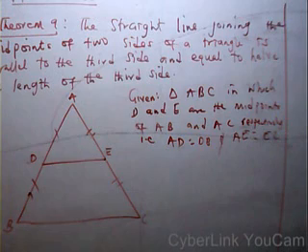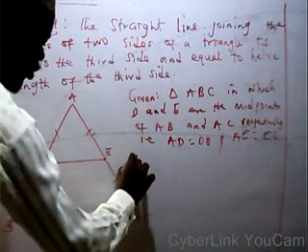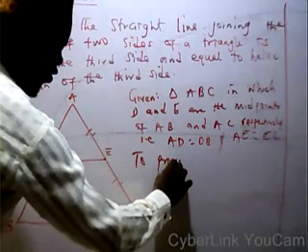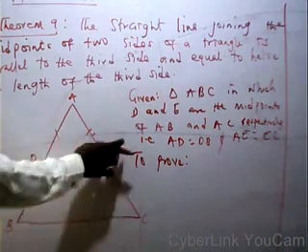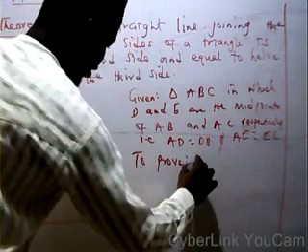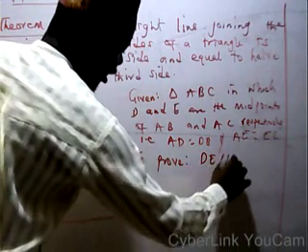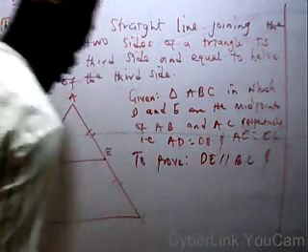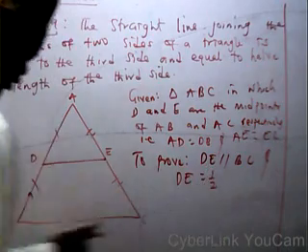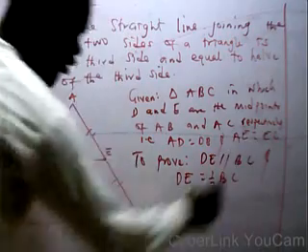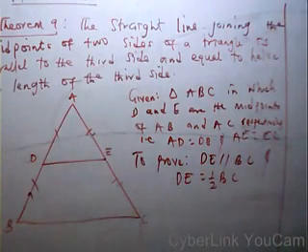So what are we now to prove? We are to prove that DE, if we go to the to-prove. Our to-prove is that DE is parallel to BC, and our DE as well is equal to half of BC. That is what we want to prove.